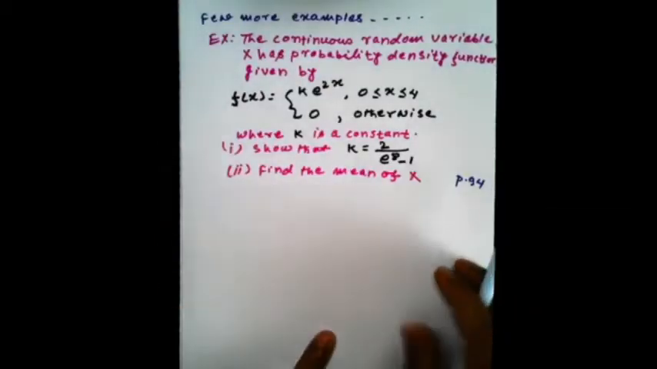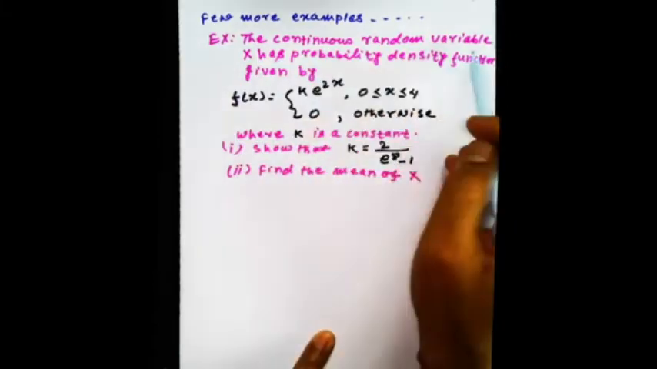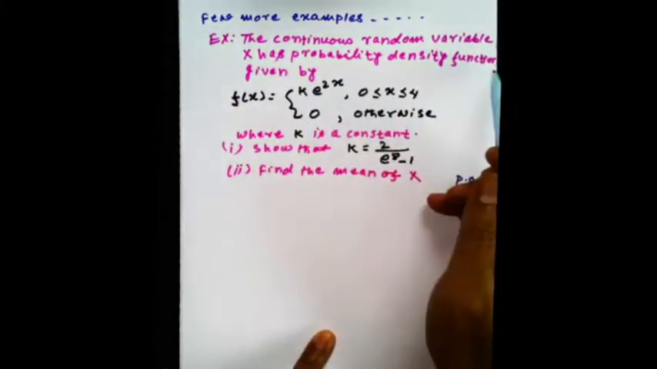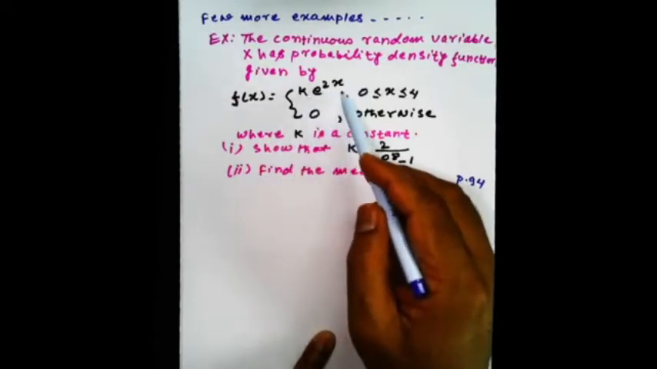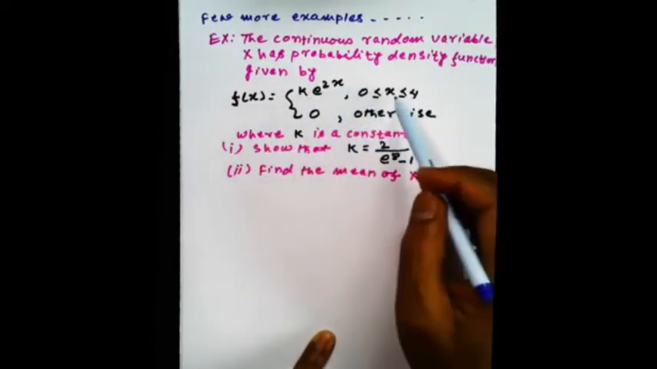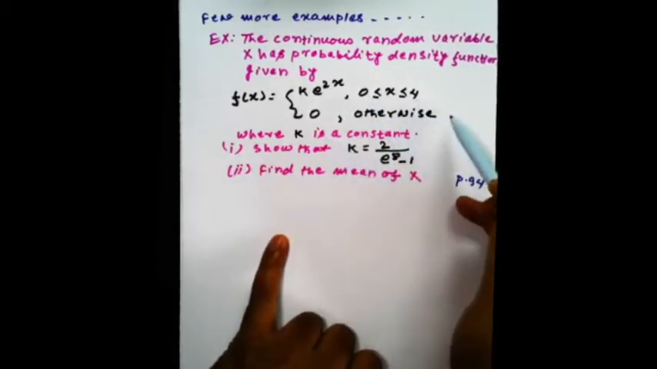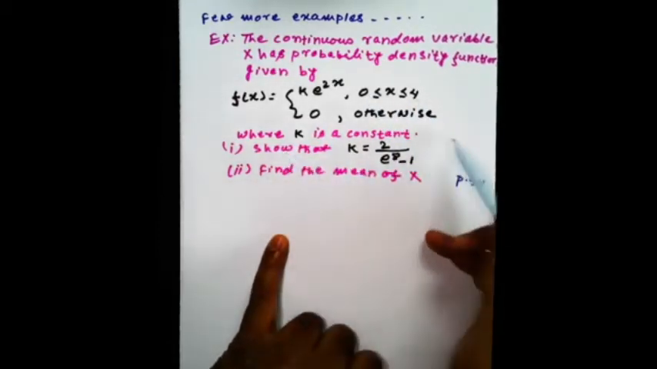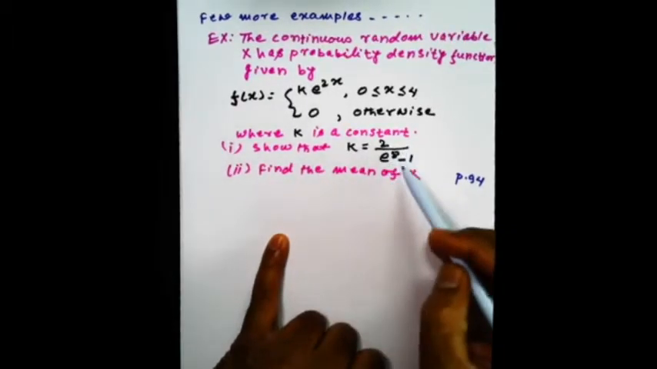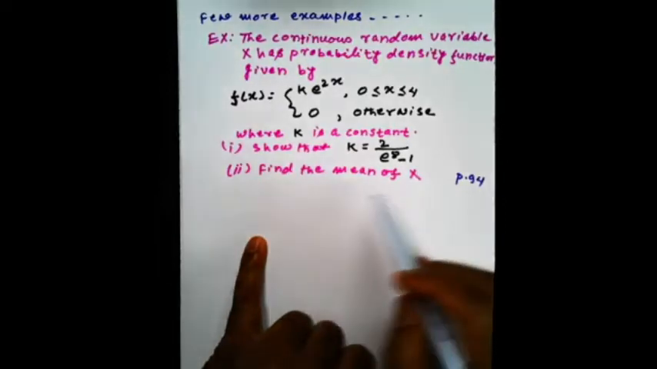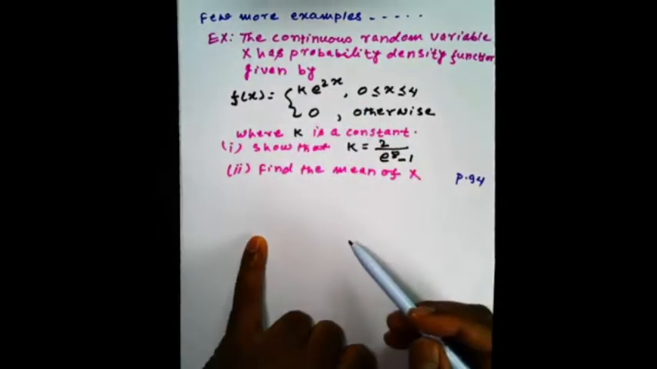Okay, guys, we have a few more examples. The example states that the continuous random variable x has probability density function given by f(x) equal to k times e to the power 2x for x from 0 to 4, and 0 otherwise, where k is a constant. Show that k equals 2 by e to the power 8 minus 1, and also find the mean of x, that is the mean of this continuous random variable.